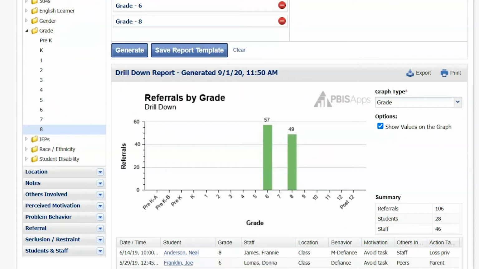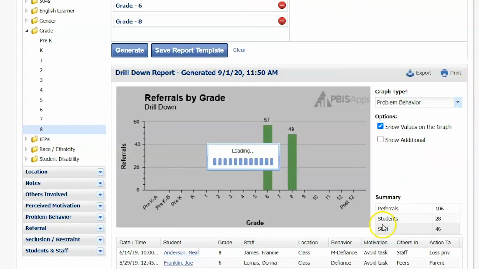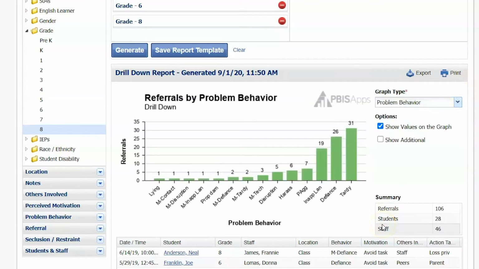It's time to figure out the what of our precision statement. Let's change the graph type to problem behavior. It looks like this group of students are referred mostly for tardy, defiance, and inappropriate language. These are all important to address, but I'm going to start with tardy because it's the behavior happening most frequently.